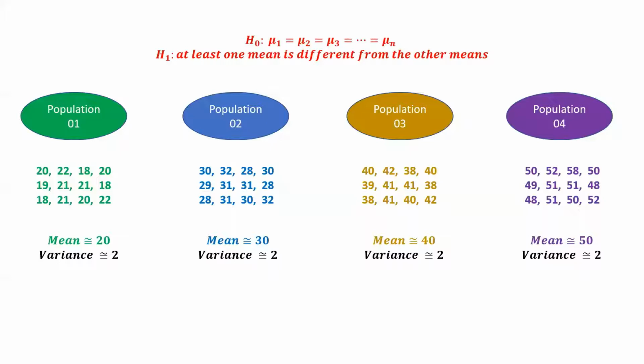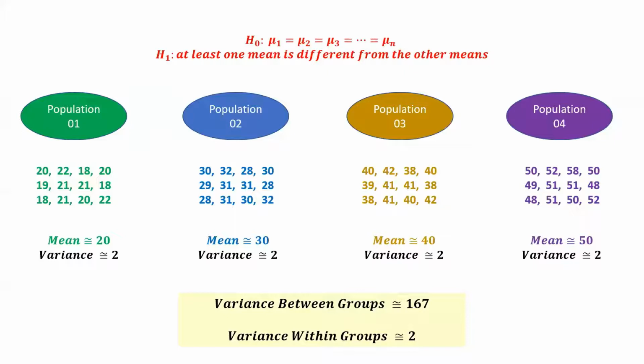We can more clearly see this if we calculate the variance between sample means and compare it against the variance within samples. If we calculate the variance between samples or groups, i.e. the variance of 20, 30, 40, and 50, you can see that it will be approximately equal to 167. That variance is super large compared to the variance within samples or groups, which is 2. We reject the null hypothesis, which says all the means are equal, because the variance between groups is larger compared to the variance within groups.